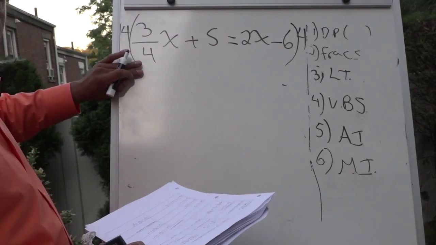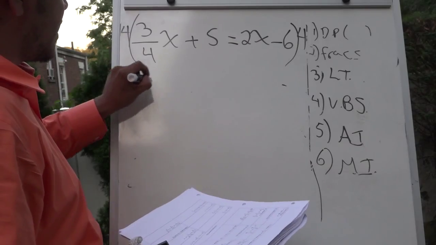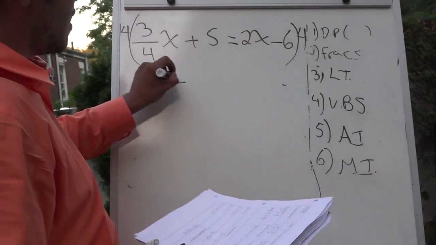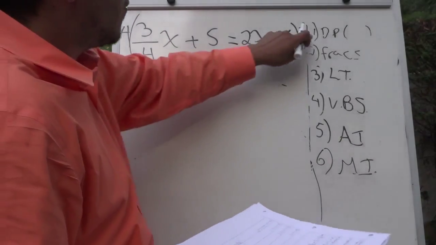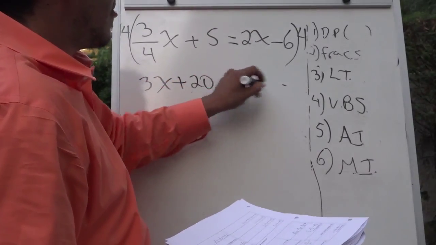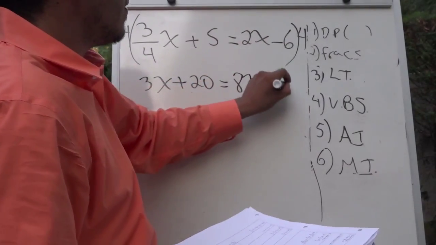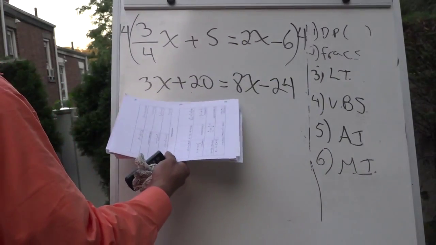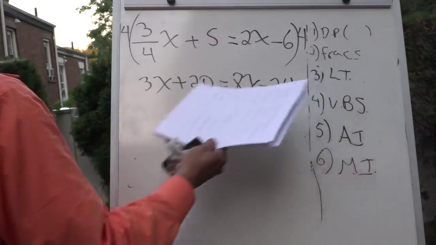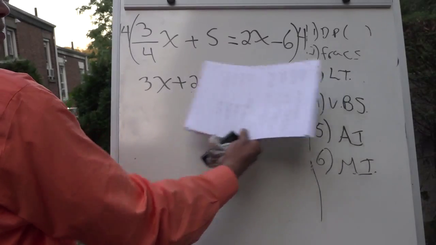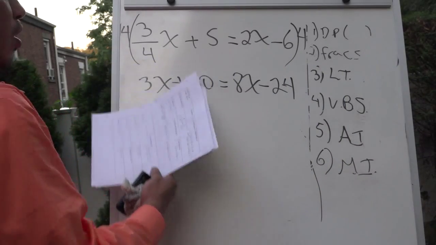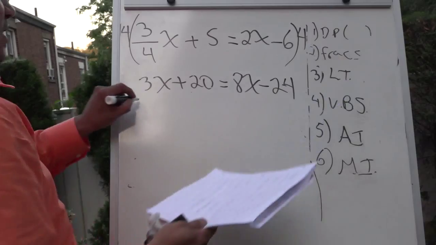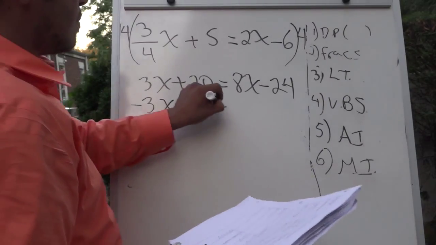4 divided by 4 is 1 times 3 is 3x. 4 times 5 is 20. 4 times 2x is 8x. 4 times negative 6 is negative 24. Okay. Fractions, well, I did already. Like terms on the same side of the equation. No. Okay. Variables on both sides. Yes. So get rid of the lesser one.